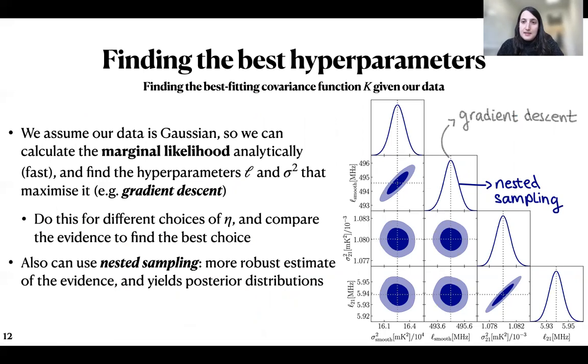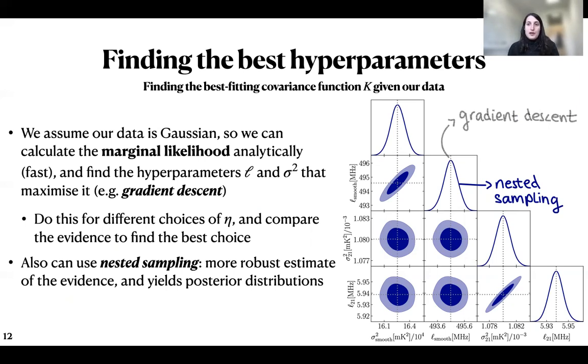To actually find the best fitting hyperparameters, we use our data. We're assuming that our data is Gaussian and that the noise is also Gaussian distributed. So we can calculate the marginal likelihood, or evidence, analytically, and we can find the choice of hyperparameters that maximizes the evidence using something like gradient descent, for example. We do this optimization procedure where we find the best fitting length scale and variance for different choices of the spectral parameters, so for different covariance function models, and then compare the evidence using a Bayes factor analysis to find what the best choice for the spectral parameter is.